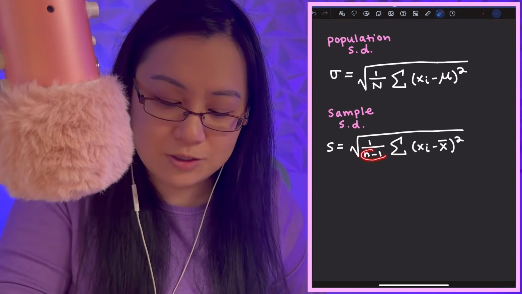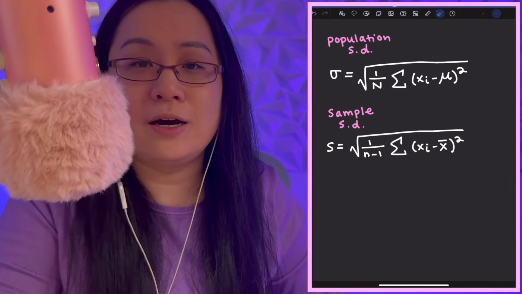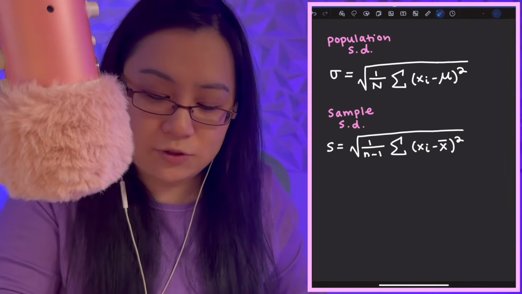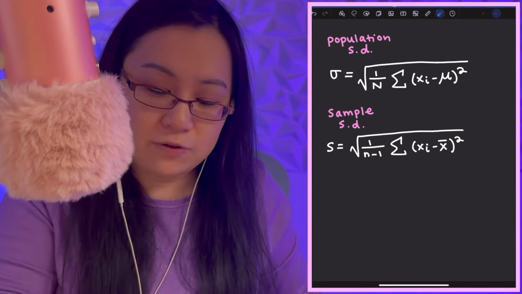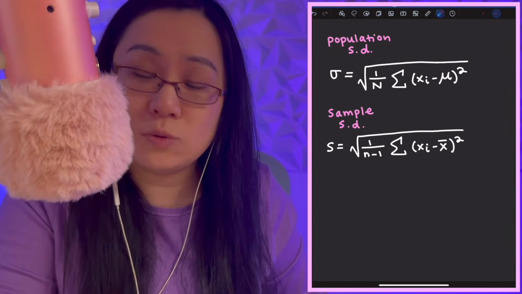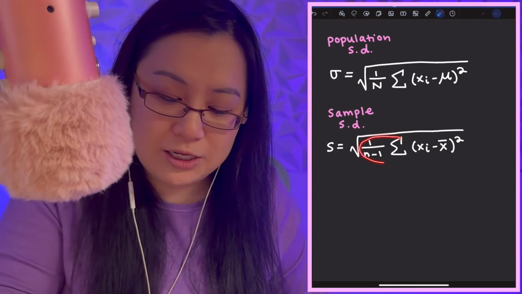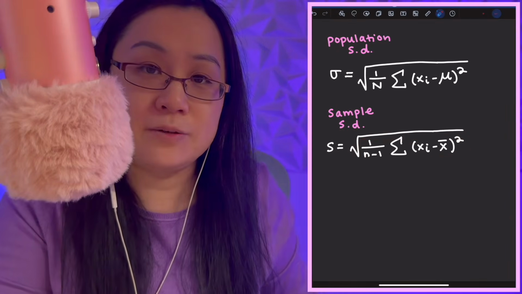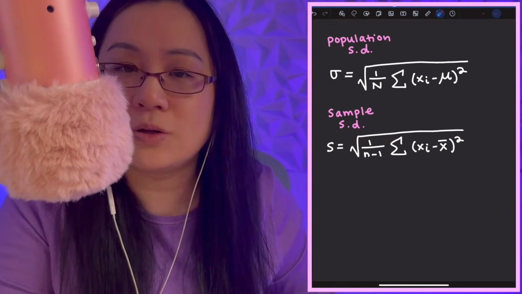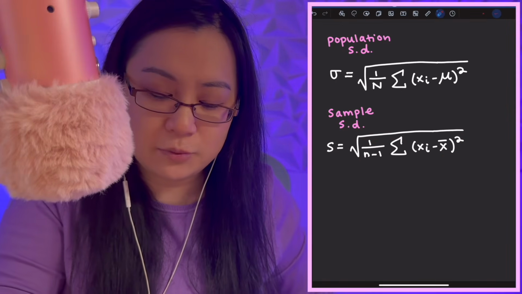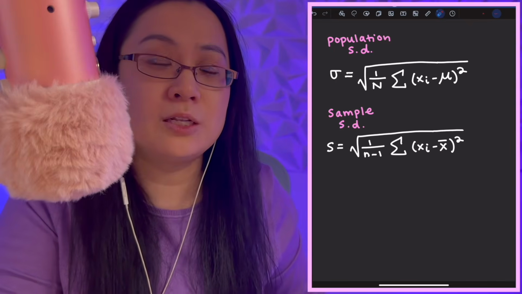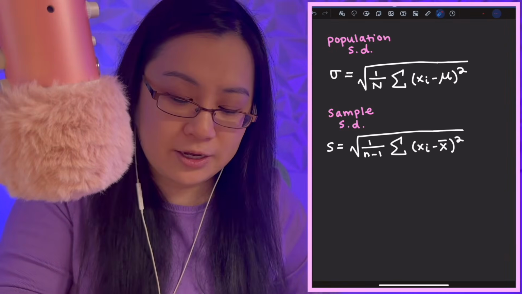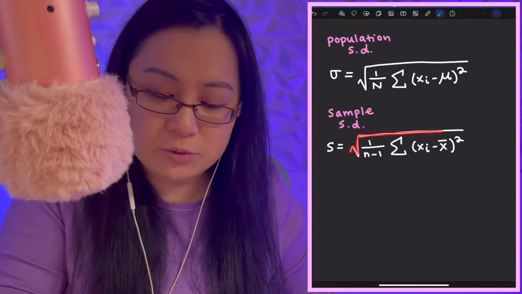So if you had 20 points, if you divide by a smaller number, so if you divide by 19 instead of 20, this will be a little bit bigger. When you divide by a smaller number here, if it's all positive, which it is, each piece is going to be a little bit bigger, right? So when you take the square root, it'll be a little bigger.